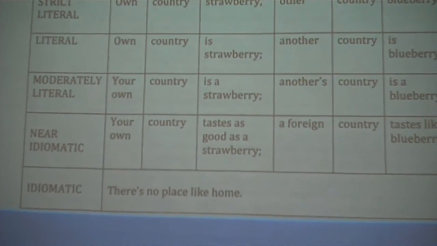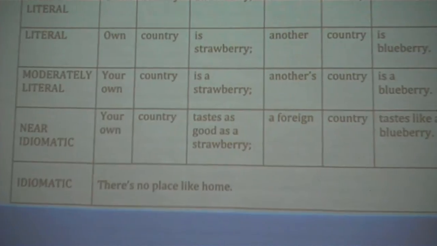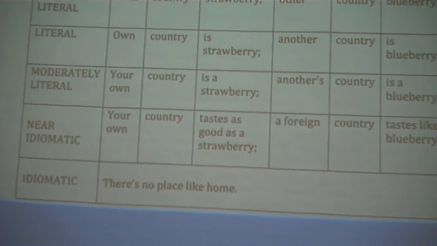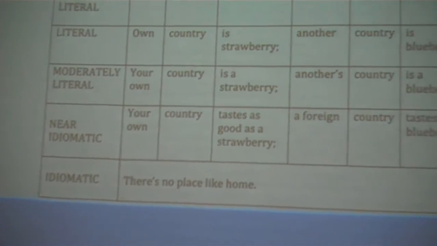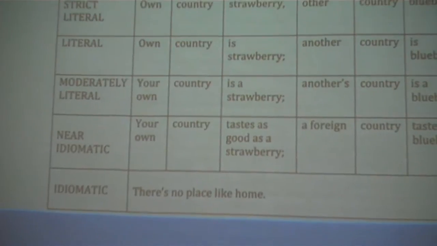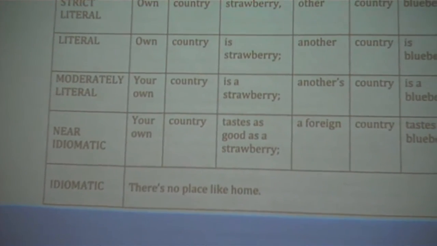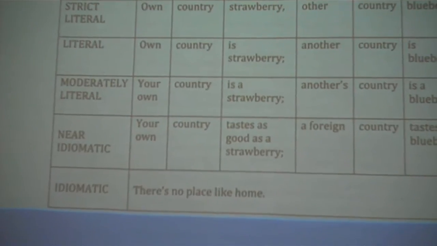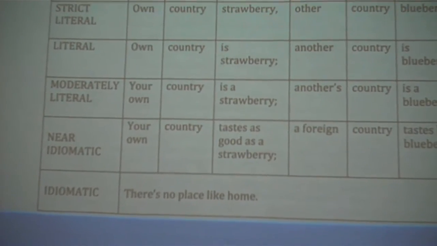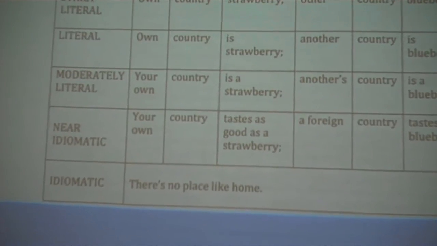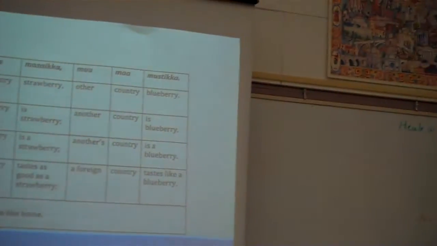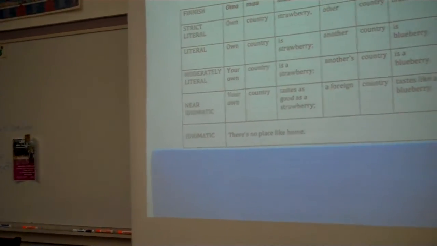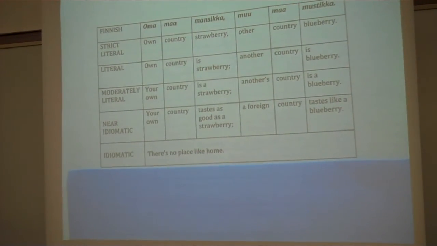Now, the original says nothing about taste. It's my interpretation, but I think it's getting more at this idea that your own country is better than the foreign country. Not quite there. But finally, the idiomatic translation, there's no place like home, is what really gets to the matter, although it's totally syntactically different. Because really, what you're saying with oma maa mansikka, muu maa mustikka, is that your own country is as sweet as a strawberry. And strawberry is the very first fruit, and there's nothing like it in Finland.